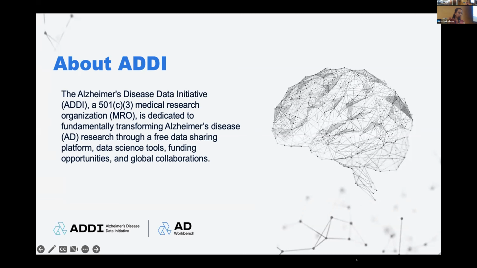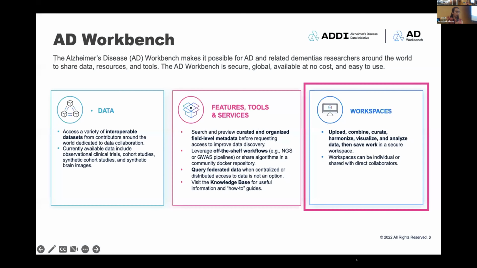Also, we offer data science tools, such as a virtual machine that has a very high computing power. I know that this is a very common limitation for a lot of researchers around the world. I'm from Colombia, and for me to do scientific research in a university in Colombia, it's very hard to find a lab that will have computers with a lot of computing power to do analysis. Also through funding opportunities and global collaborations. So today we're mainly going to be talking about the workspace where you can do the data analysis. We're not going to be talking too much about the data we have on the site because that's not too relevant today. Although if you have questions about that, you can let me know.